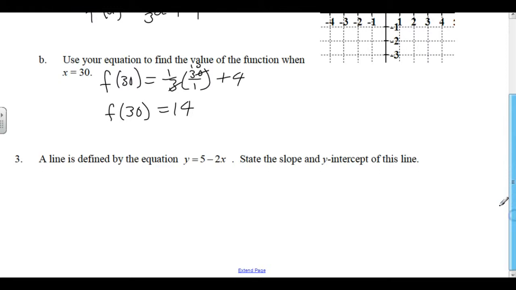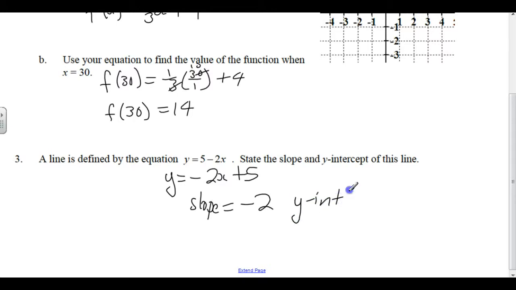A line is defined by the equation 5 minus 2x. Well, we might want to rewrite that as negative 2x plus 5. So the slope is negative 2 and the y-intercept is 5. Right, another way to say the slope is negative 2, of course, is to say m equals negative 2.